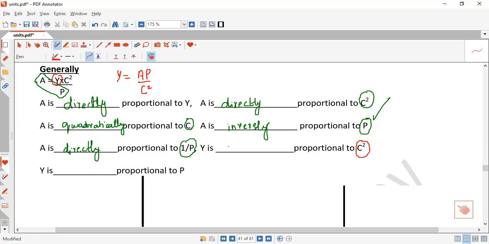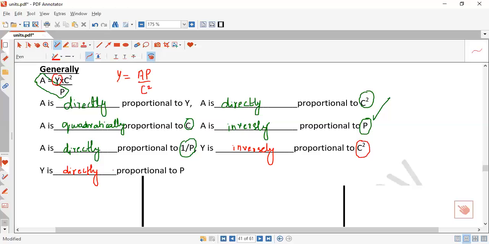Maham, you can tell me, Y is how proportional to c square? Inversely. Okay, Tamur, Y is how proportional to P? Sir, directly. Very good, directly.